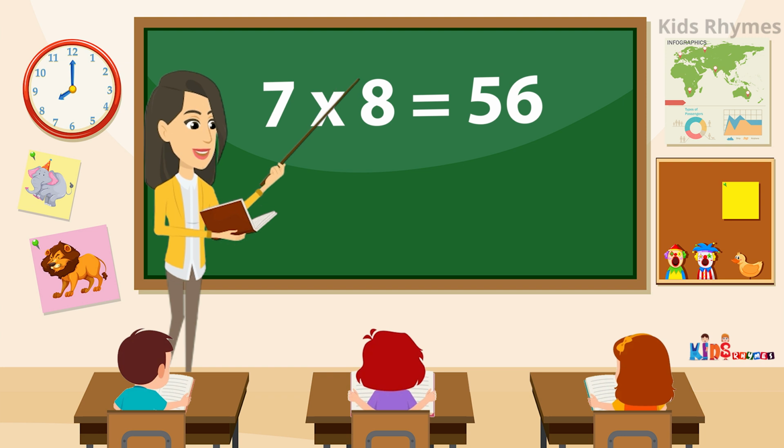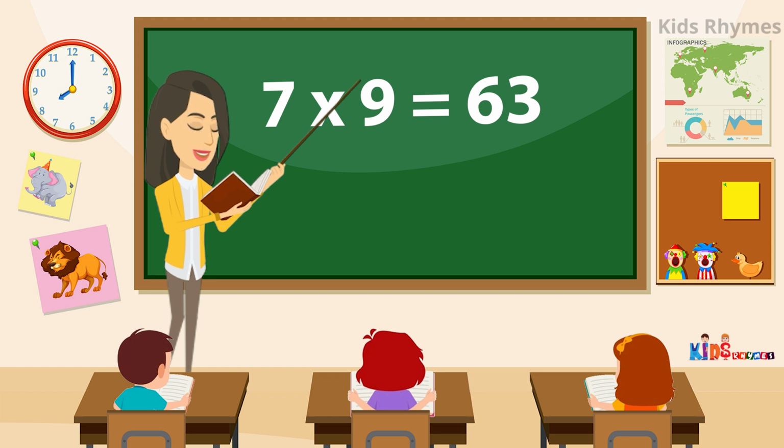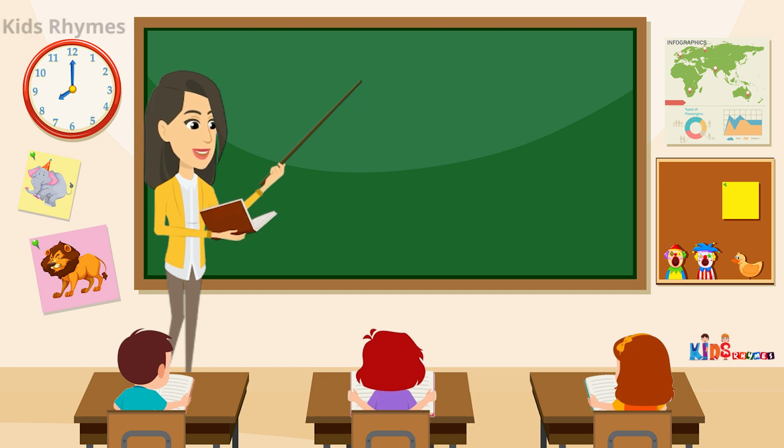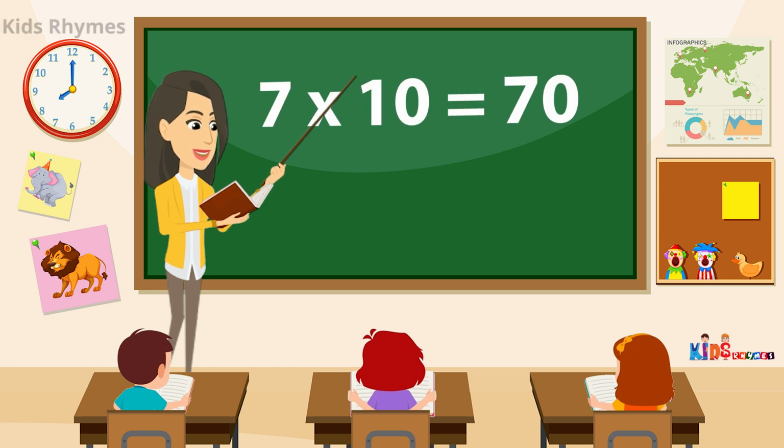7 eights are 56, practice tables, learn these tricks. 7 nines are 63, smart kids love learning, you see. 7 tens are 70, math is cool and super nifty.